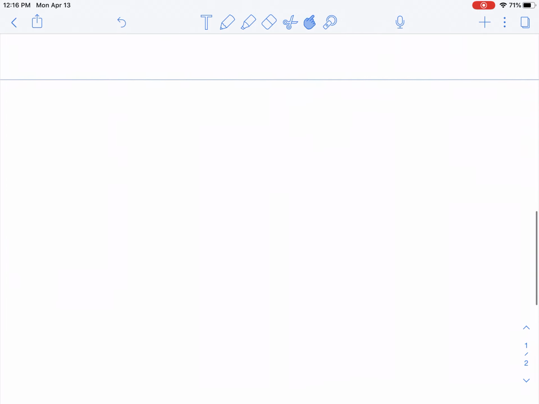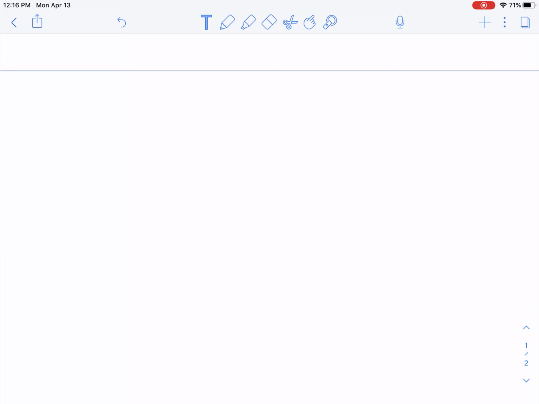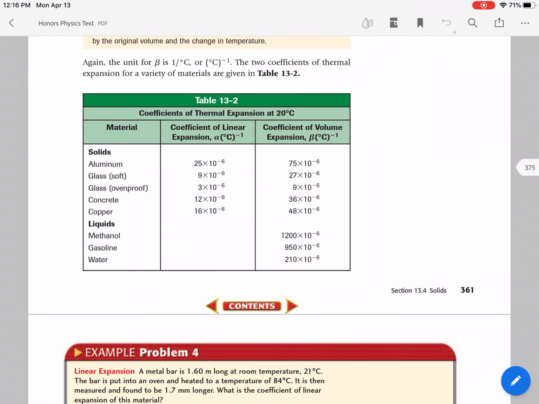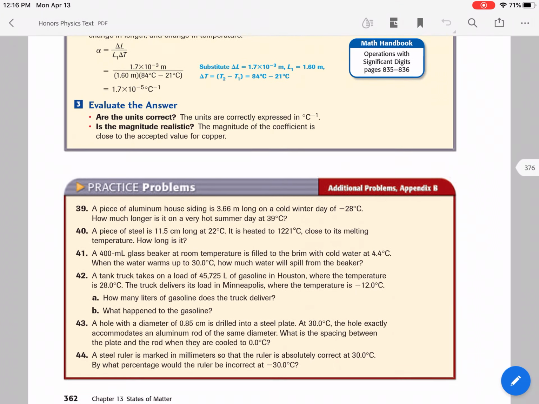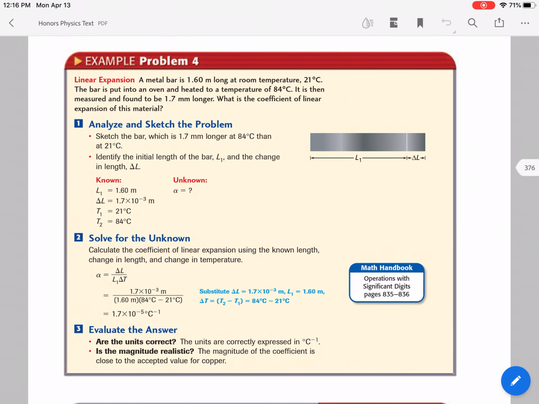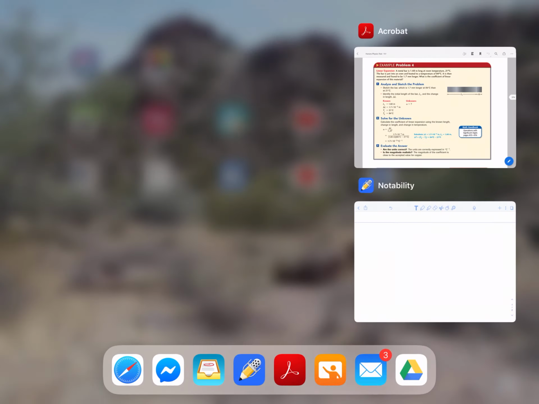Let's try a problem. Let's try the problem on page 362. Example problem 4, page 362. Example problem 4 says, a metal bar is 1.6 meters long at room temperature, 21 degrees. The bar is put into an oven and heated to a temperature of 84 degrees. It is then measured and found to be 1.7 millimeters longer. They want us to determine the coefficient of linear expansion. In other words, they want us to determine alpha.